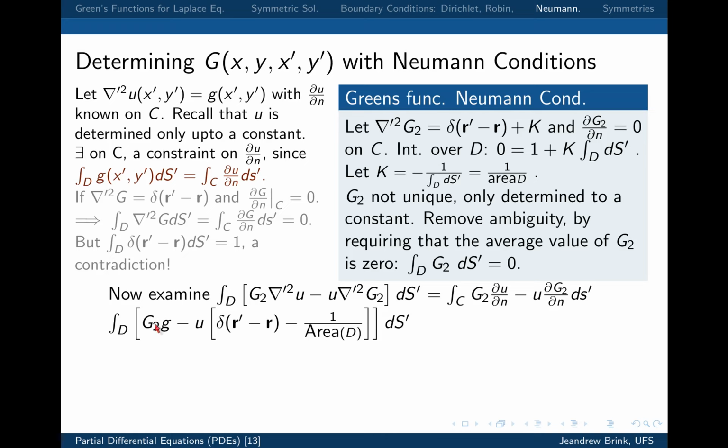So the right-hand side is we still have the source term g times the Green's function minus u times our new definition for our Green's function. In other words, we have the delta function minus 1 over the area of D, integrated over the whole domain. And that is then equal to, since we've chosen our Green's function derivative to be 0, just the first term.